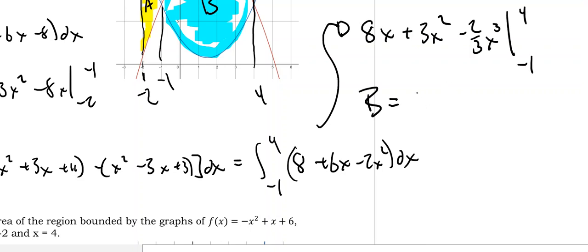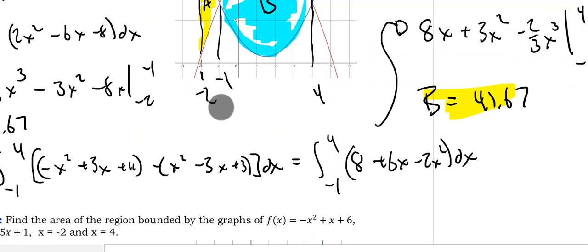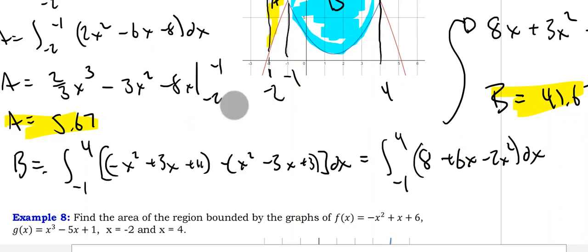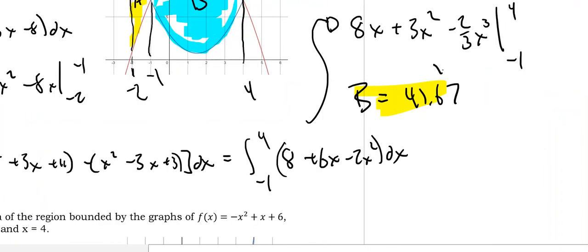So we have two areas, A and B. Area B is 41.67, and area A was 5.67. And so our total area is going to be the sum of those two, A plus B, which looks like it would be 47.34.